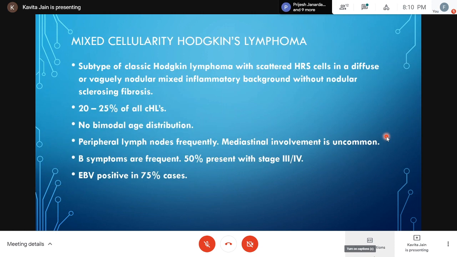Coming on to mixed cellularity. So this is a subtype of classical Hodgkin's lymphoma with scattered RS cells and a diffuse or vaguely nodular mixed inflammatory background. There will be no sclerosing fibrosis. It is the next common variety, 20 to 25% of all CHLs. There is no bimodal age distribution. Of course, peripheral lymph nodes are involved, and mediastinal involvement is uncommon. B symptoms are frequent in mixed cellularity, and they are mostly EBV positive. So the subtype most commonly associated with EBV in Hodgkin's lymphoma is mixed cellularity.